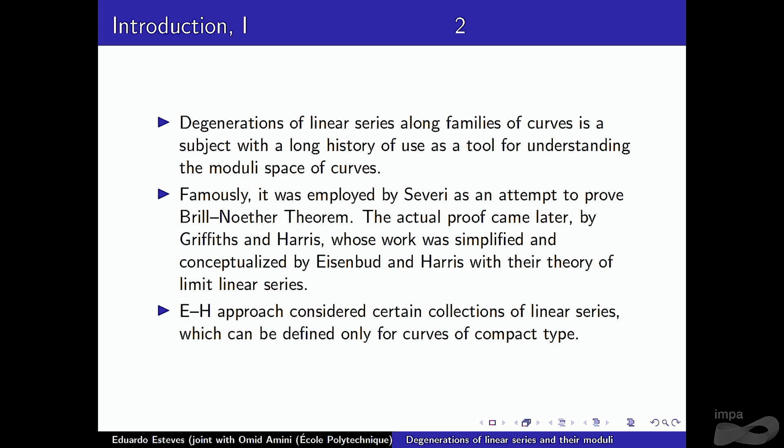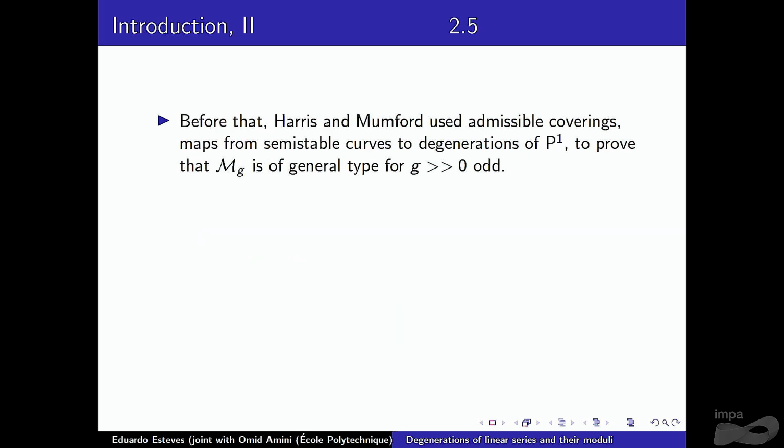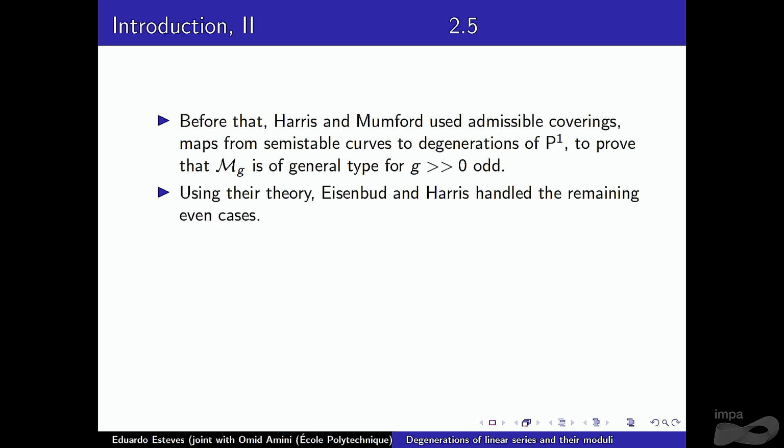So as I said, Eisenbud and Harris considered these collections of linear series, which is an approach that can only work for curves of compact type, curves whose generalized Jacobian is compact. But before that, as I mentioned, Harris and Mumford used these admissible covers to understand and actually to prove that M_g is of general type for odd genus, high enough, above 20-something. And Eisenbud and Harris used their theory to handle the remaining case. So that's to talk about some applications of that.